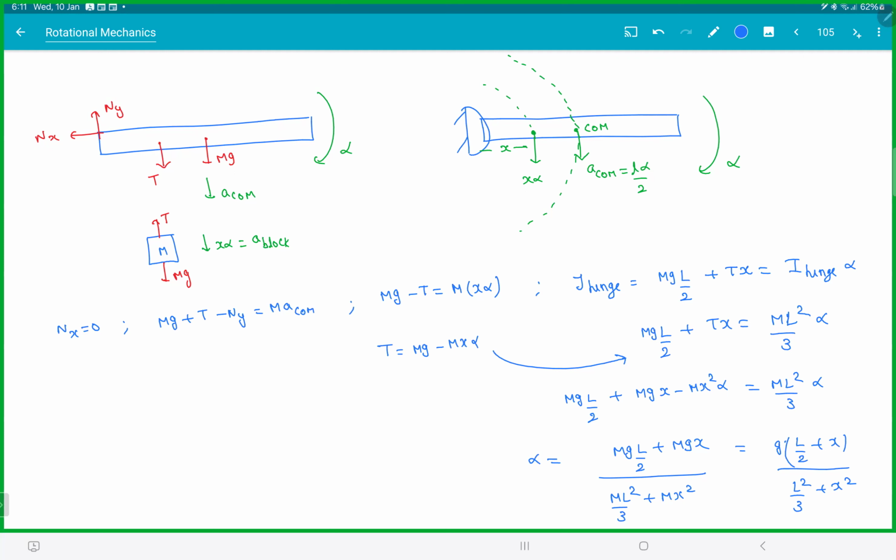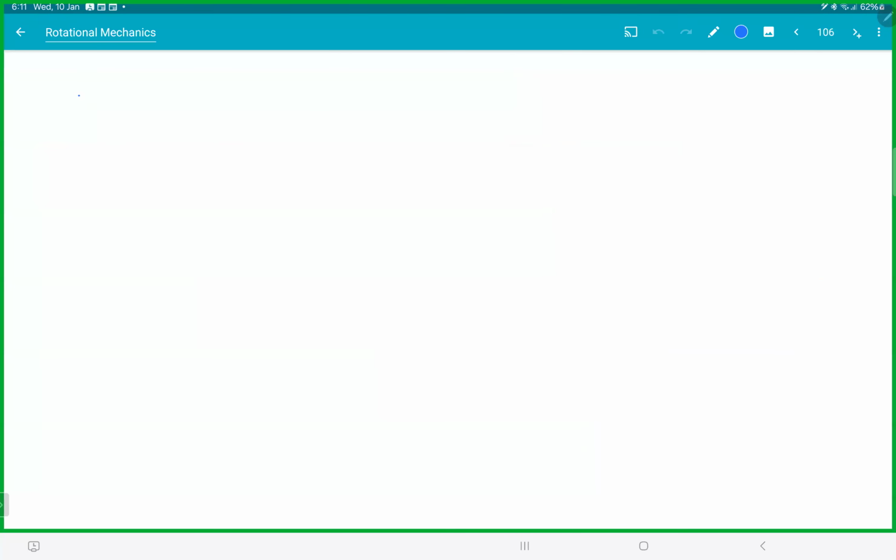All clear with this page? Look at this equation here. T is equal to mg minus mx alpha. Now for these equations to be valid, tension should always be greater than or equal to 0. Means x alpha should always be less than or equal to g. Isn't it? Think about it.